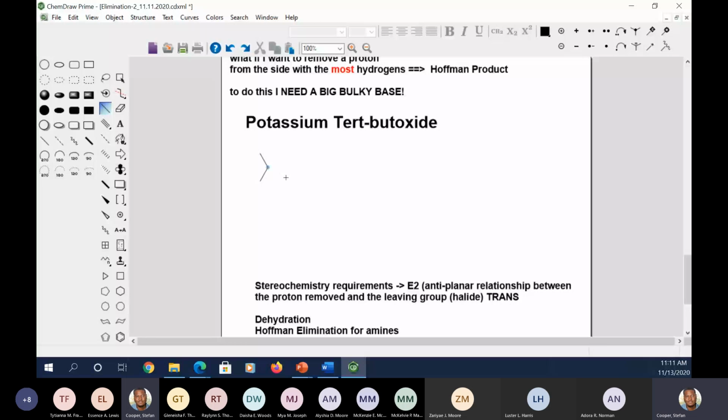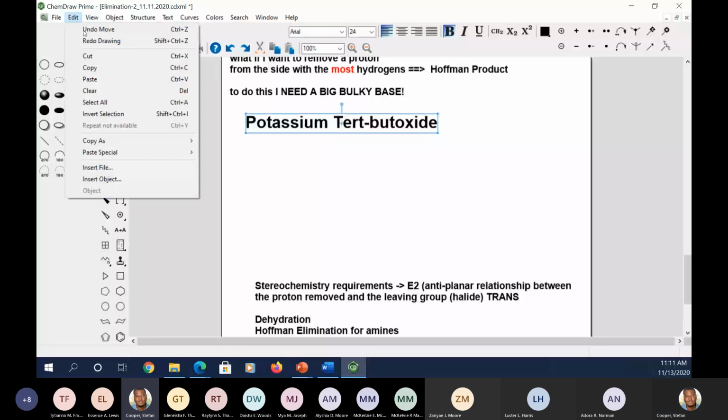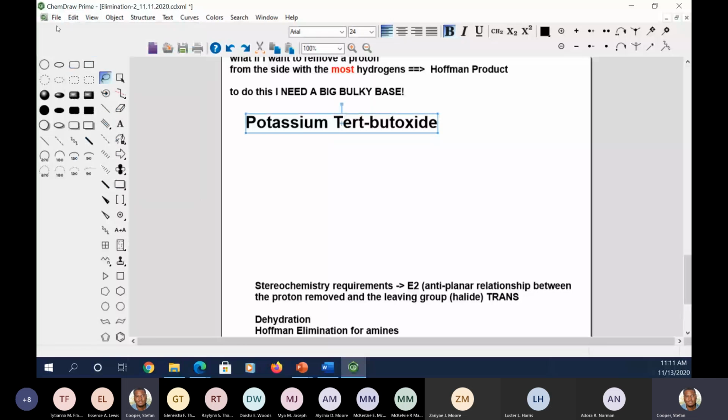Right, let me get my, actually, let me do this. Something's up with this. I remember having this issue last time I was drawing here. All right, I'm going to start with a whole new page.